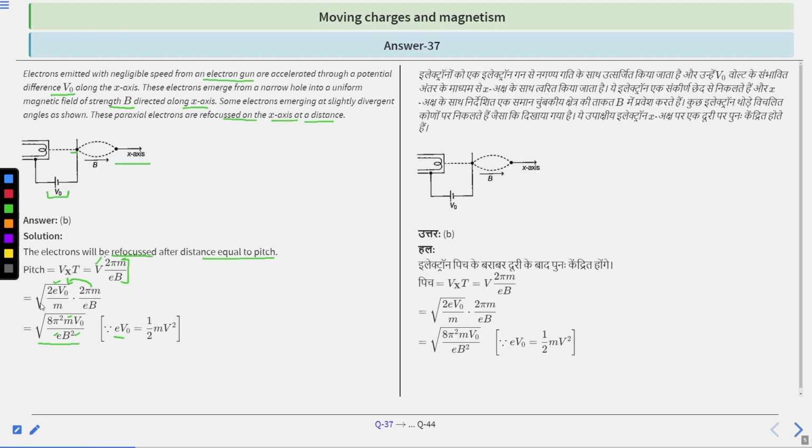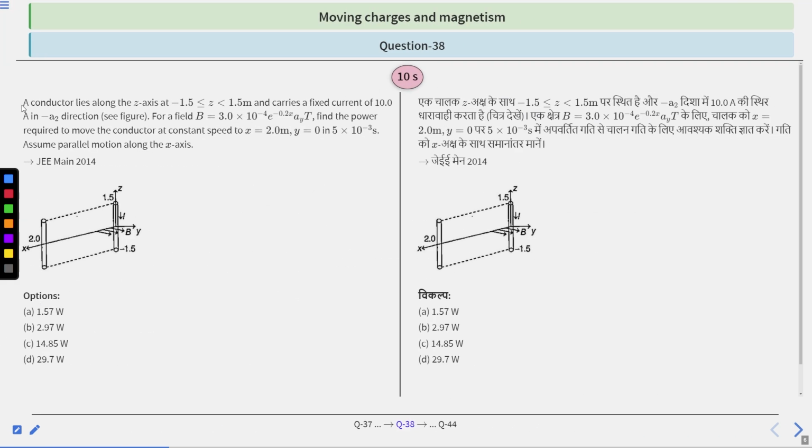Next question. Question 38. A conductor lies along the z-axis at minus 1.5 less than or equal to z less than or equal to 1.5. This is the range. This is the z-axis, this is the y-axis, and this is the x-axis. Clear? And it carries a fixed current of 10 ampere in the minus z direction. See the figure.